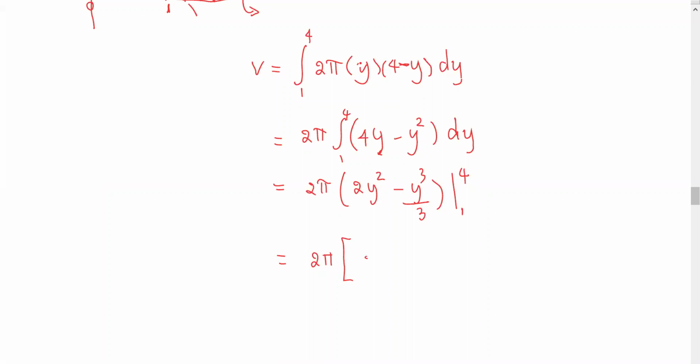Plug in the upper limit 4, subtracted by the lower limit 1. Plug the 1 into the expression: 2 times 1 squared minus 1 to the third over 3. Simplify the numbers and it will give us 18 pi.